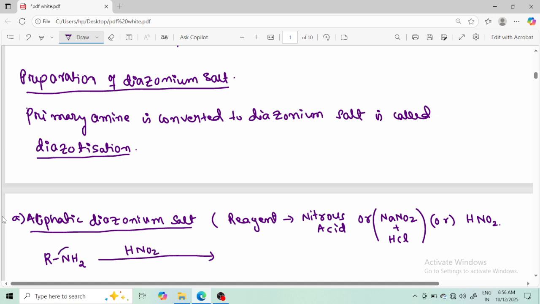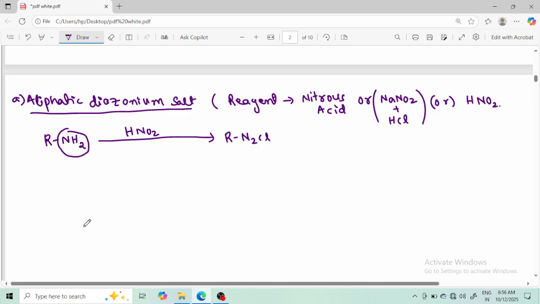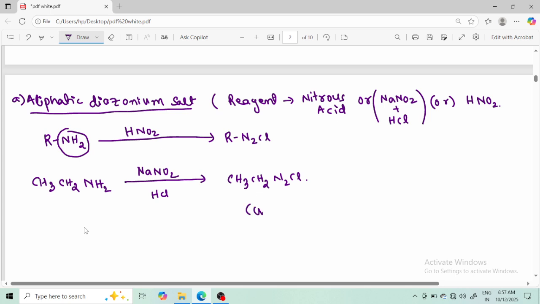So what will happen? This NH2 part will change to RN2Cl. So I will always suggest you to write it in this condensed form, not that expanded one like N plus triple bond NCl. Okay, no use. That is only for you to understand. Suppose if I give some example, CH3CH2NH2, let's say they are using NaNO2 and HCl, then everything will be same. This NH2 part will change to N2Cl.